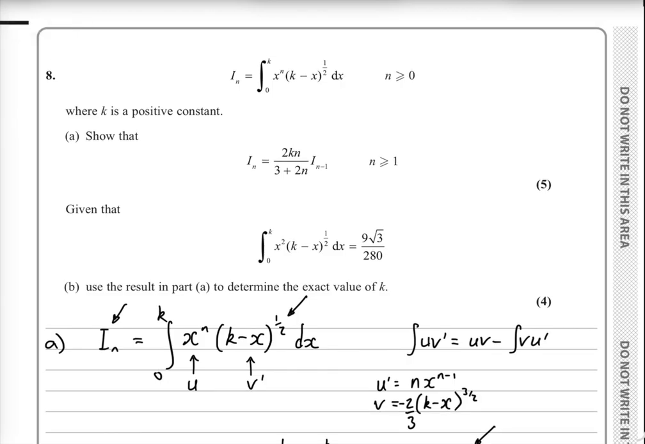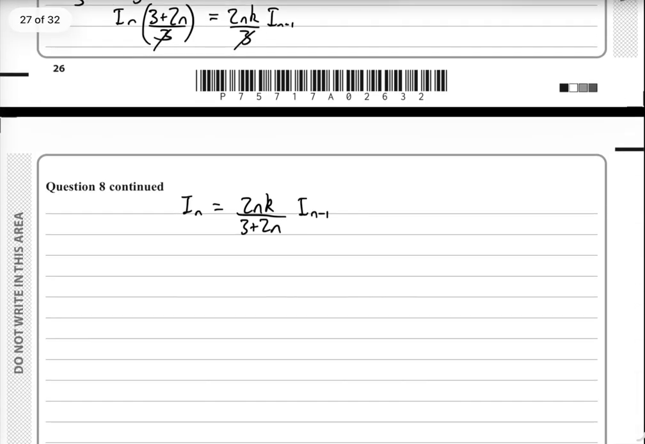Part B, given that this thing with a 2 here, so n equals 2, is equal to 9 root 3 over 280, determine the exact value of k. So I_2 equals 9 root 3 over 280.